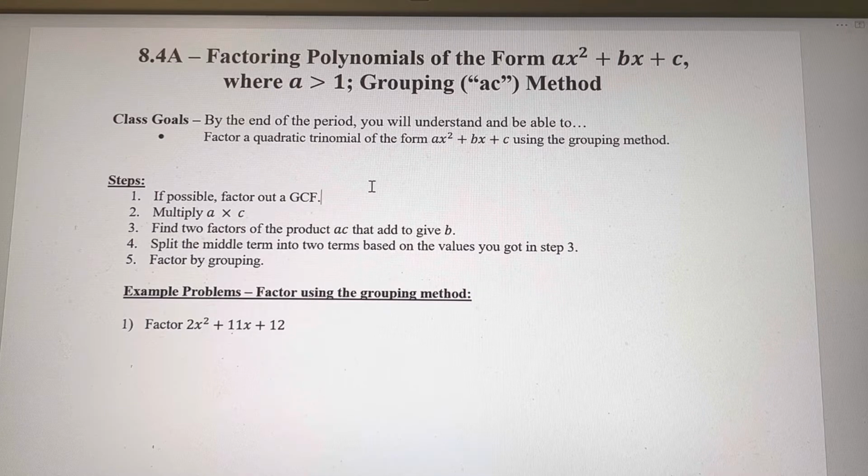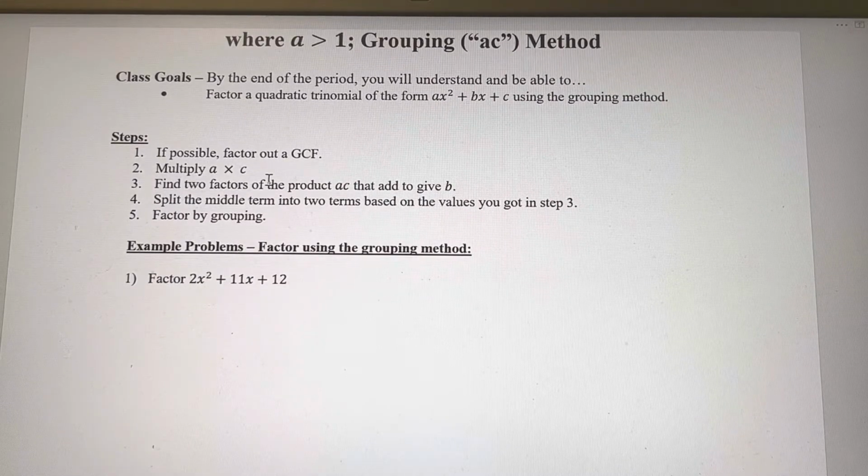If possible, factor out a GCF. In the 3 examples I'm going to do, there's not going to be a GCF. We just want to concentrate on the AC method. Step 2, multiply A times C. Then we're going to factor AC to find the value that gives this B value, positive or negative. Once we get that, we're going to split this middle term into 2 terms based on those factors from step 3. And then we're going to factor by grouping.